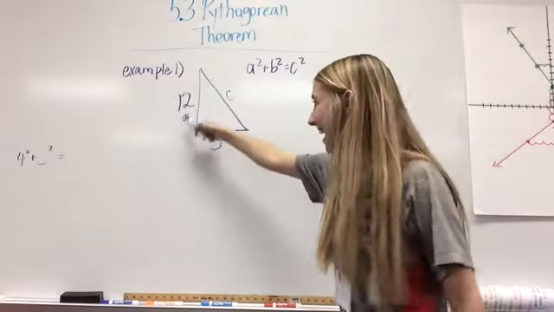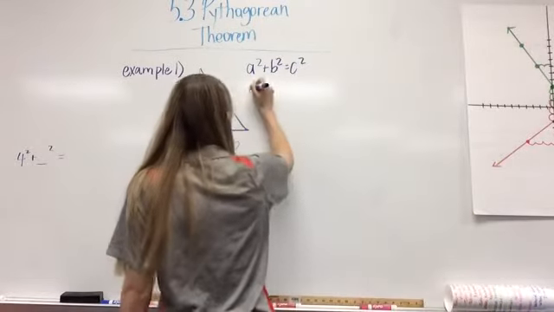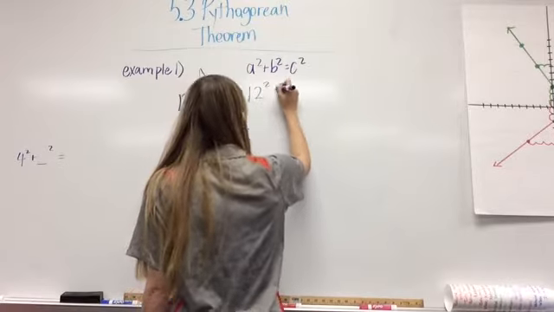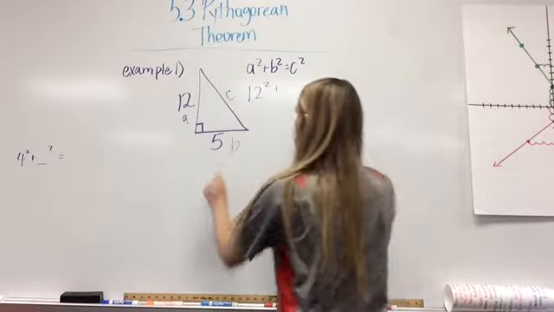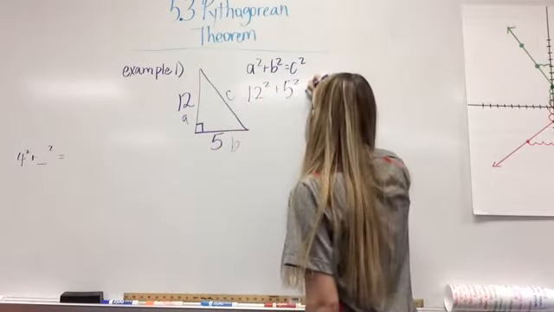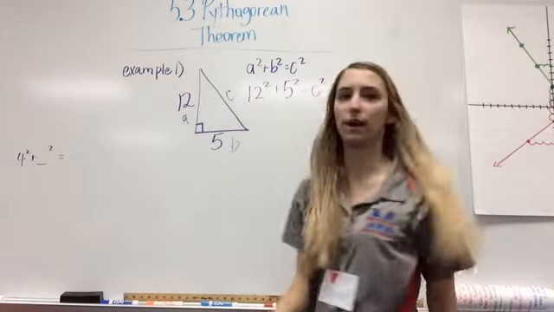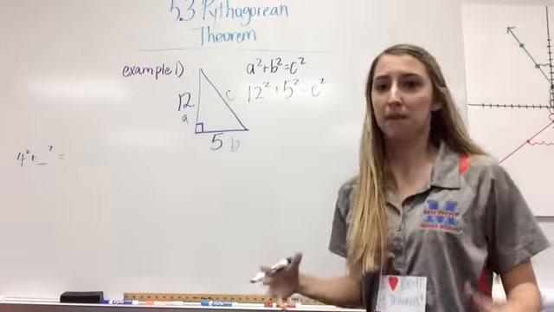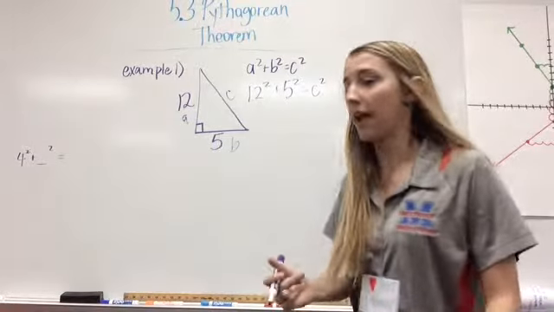I don't know what C is, but I can use my formula to find out. Wherever there's an A, I'm going to plug in 12. So 12 squared. Wherever there's a B, I'm going to plug in 5. 5 squared. And I still don't know what C is, so I'm just going to rewrite it, equals c squared. So now I need to do some math. I need to do some simplifying.